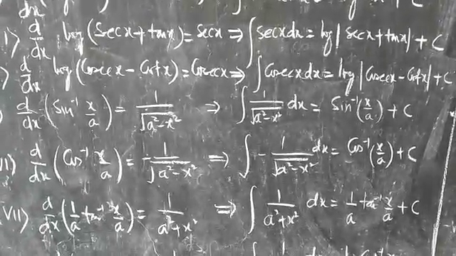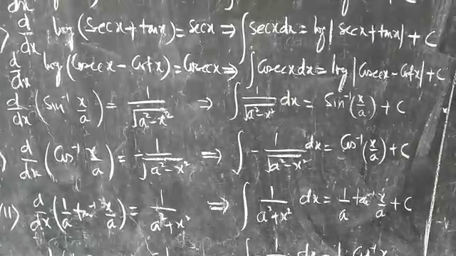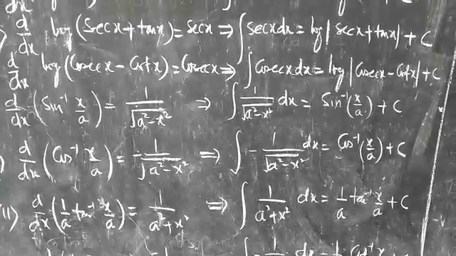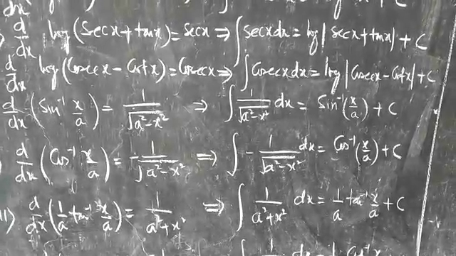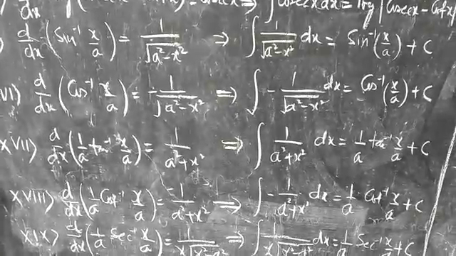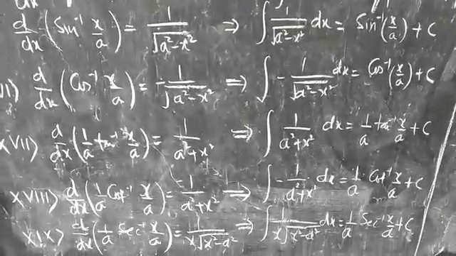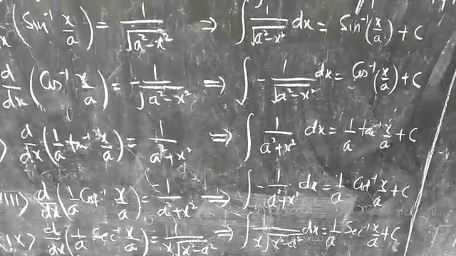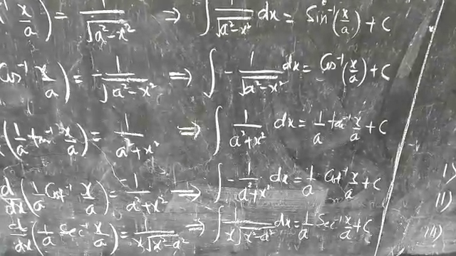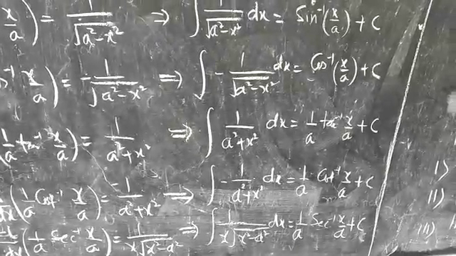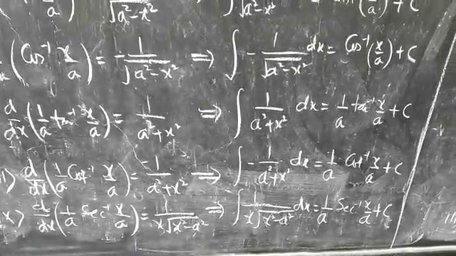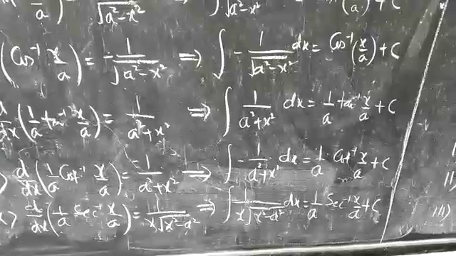Next, d/dx of 1/a tan inverse x/a is equal to 1 upon a square plus x square, which implies the integration of 1 upon a square plus x square dx is equal to 1/a tan inverse x/a plus c. Next, d/dx of 1/a cot inverse x/a is equal to minus 1 upon a square plus x square, which implies the integration of minus 1 upon a square plus x square dx is equal to 1/a cot inverse x/a plus c.